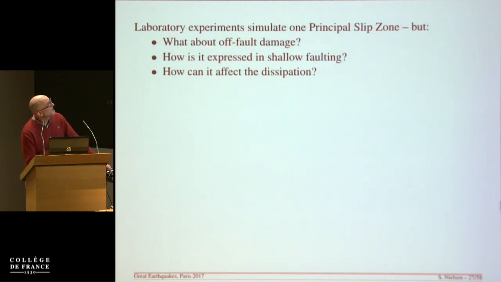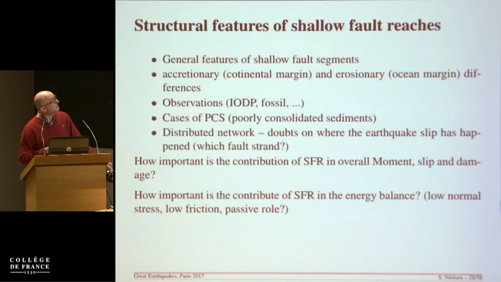So laboratory experiments, however, simulate slip on a principal fault zone which is highly localized. Usually what we get in the lab is 1 millimeter or 100 microns even, very, very thin zones of highly localized slip. But we know there's a lot of off-fault damage and a very broad fault zone in nature. How is this broad damage expressed when you get to shallow faulting, and how can it affect the dissipation?